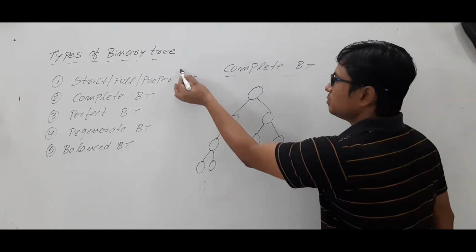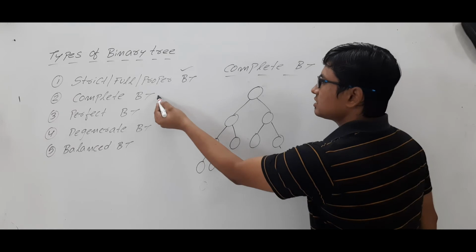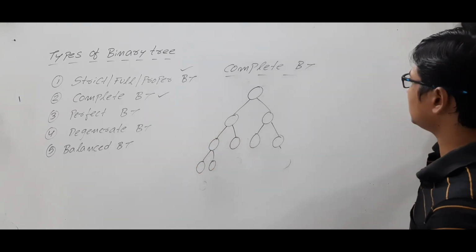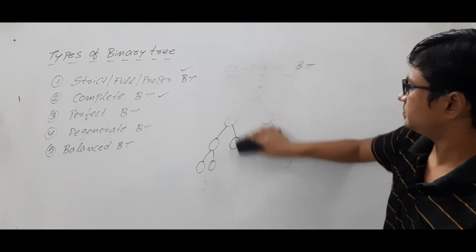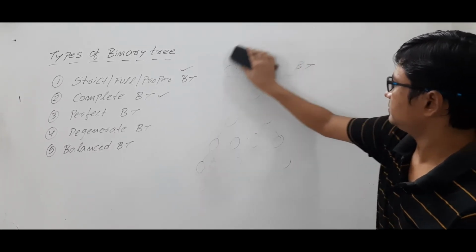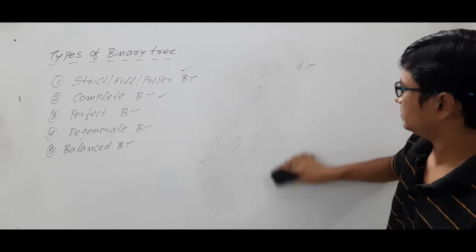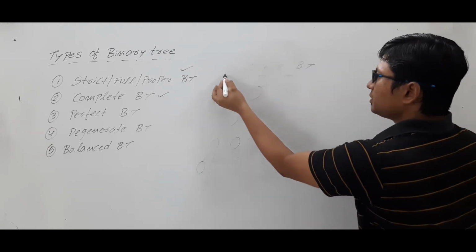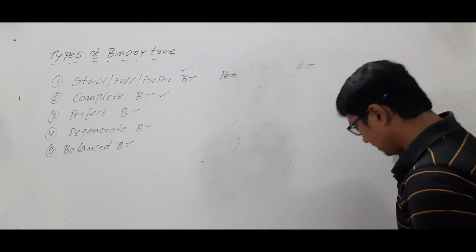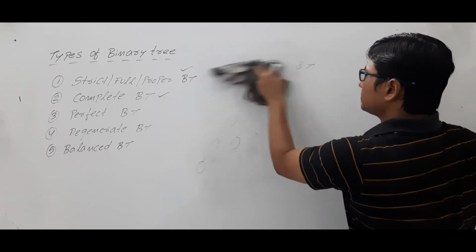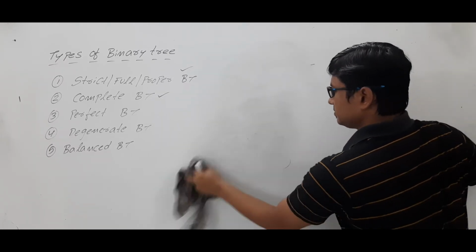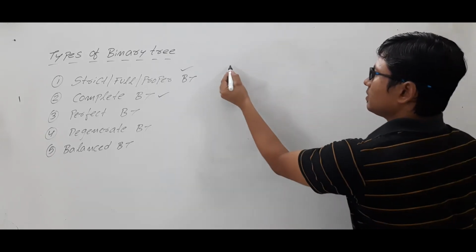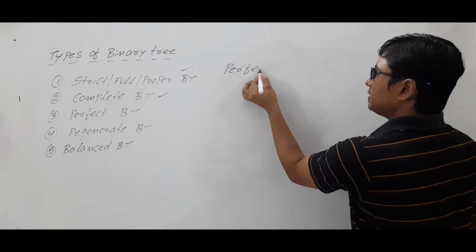So we have discussed the strict binary tree. We have discussed the complete binary tree. Let me discuss what a perfect binary tree is. I hope it is visible for you, or let me erase it properly. Perfect binary tree.